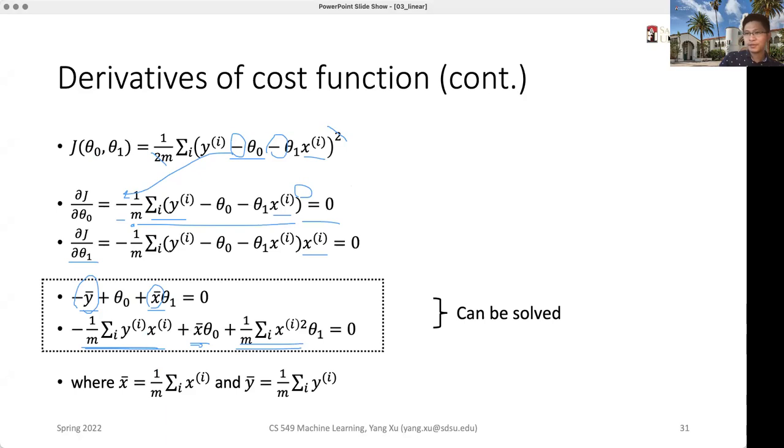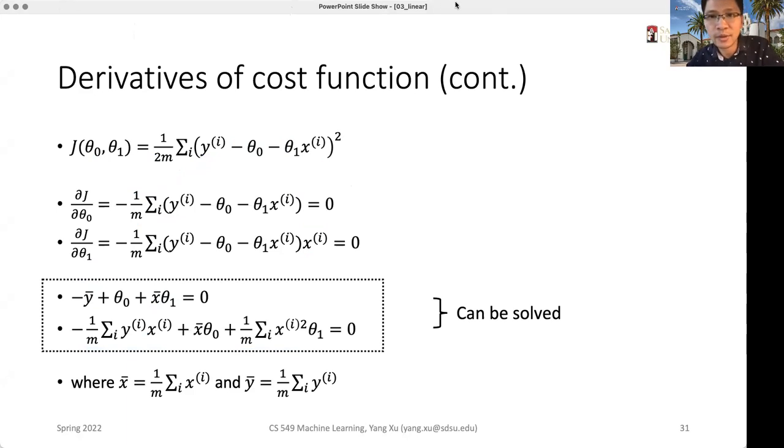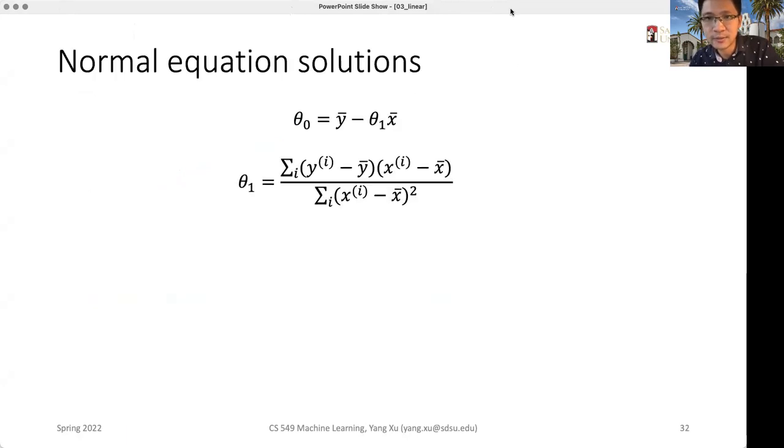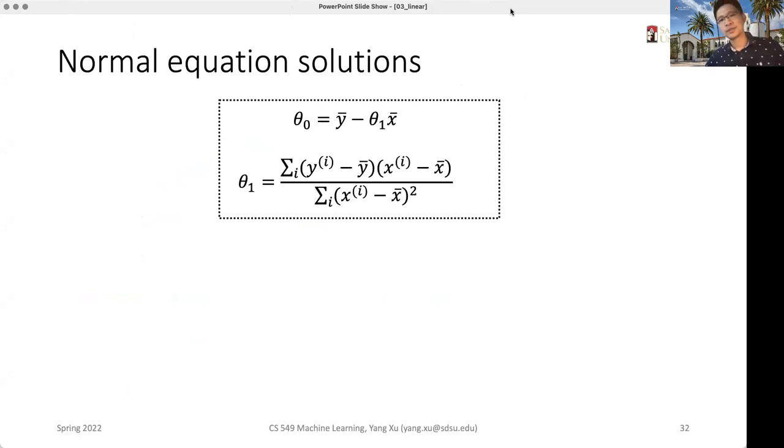Okay. We know it can be solved, and the solution is summarized on the next page, which looks like, okay, my PowerPoint freezes. I'm not sure what happens. Let me click on it again. Okay, that is how the solution looks. Okay, and it has a name, this solution. It's called the normal equation.